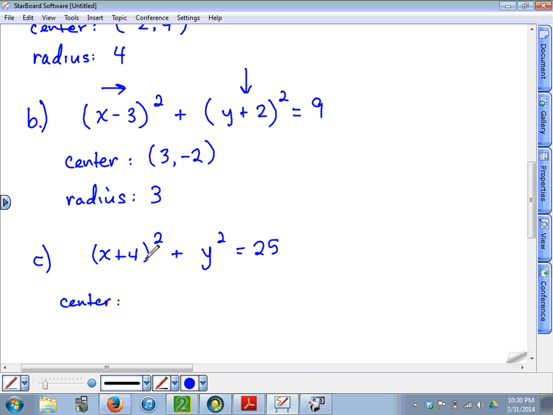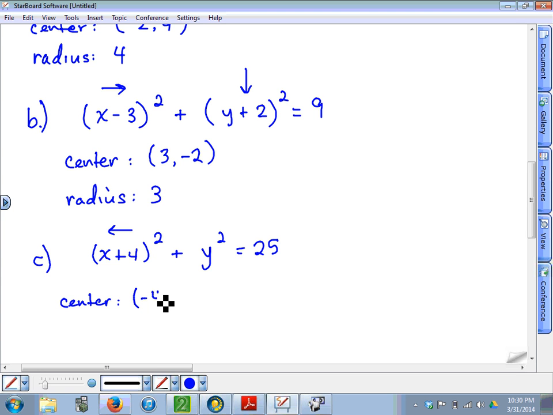So according to this part of the equation, x plus 4 to the second power, that's going to be a transformation that moves the graph to the left 4 units. But what about here? It's this piece in particular that confuses students for some reason. Y squared. There isn't anything inside the parenthesis with y. It's just plain old y squared. What does that mean? It means the graph hasn't moved up or down at all.